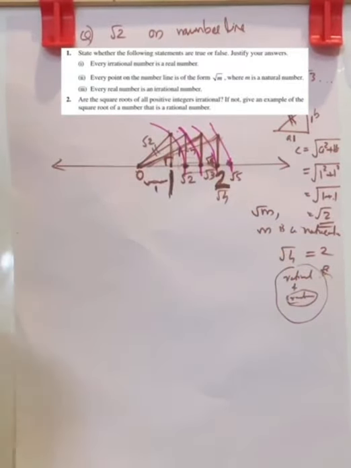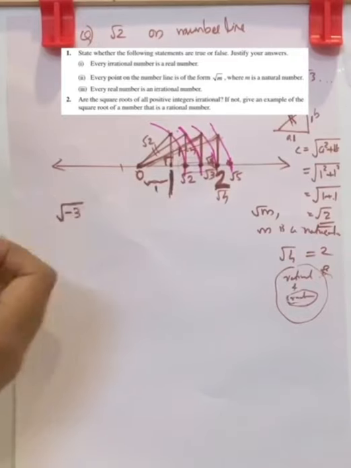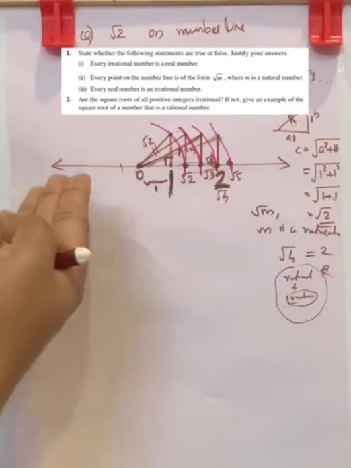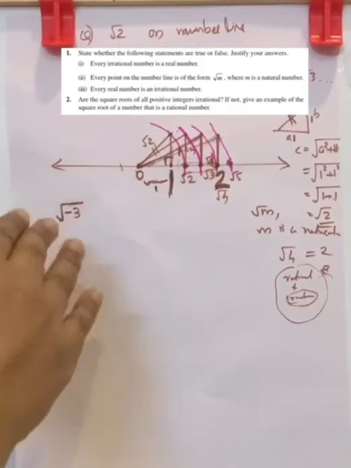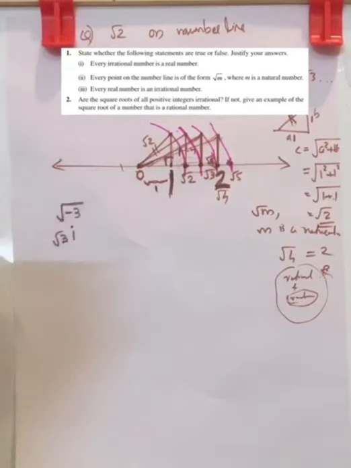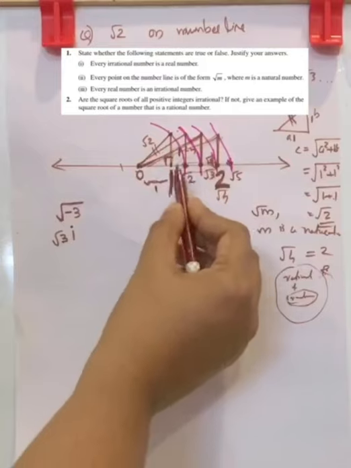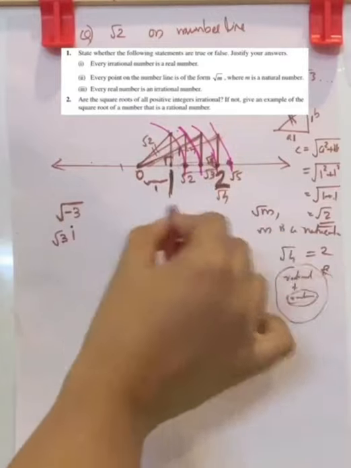Also, what about the negative values? Negative 3, root of negative 3, is not a natural number. We can't say it is irrational also. This is something different. It is a complex number that we will study in higher classes. That is, it means root 3i. It is a complex number. It is not a natural number. So how will you say every root m plotted on the number line, m will be a natural number? So this is not right.